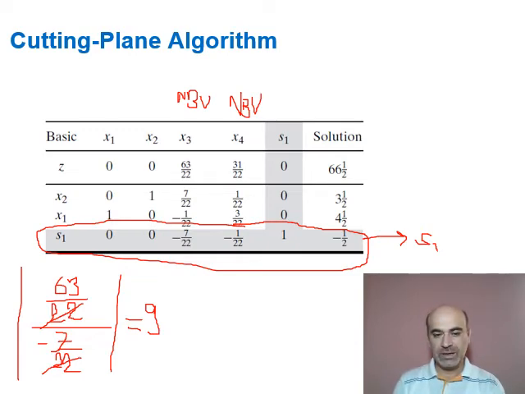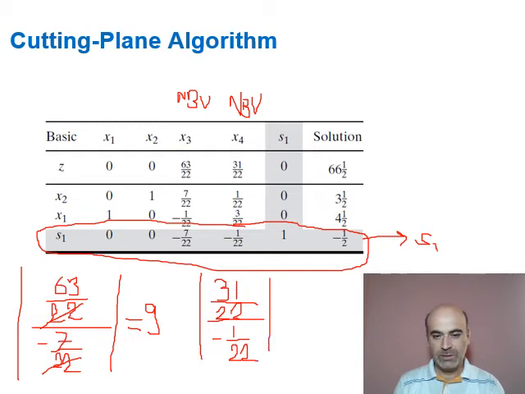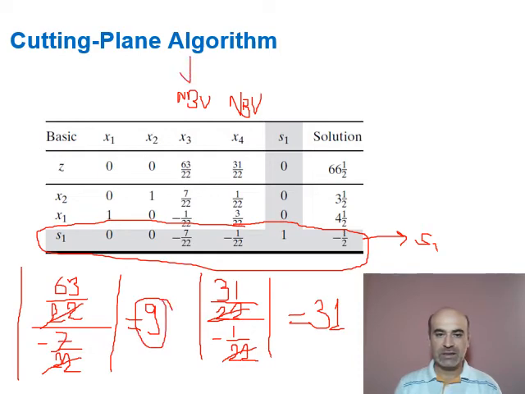What about the ratio for x4, the second non-basic variable? Again, the row 0 coefficient is 31 divided by 22, and the pivot row coefficient is minus 1 over 22. Again, we take the absolute value, and these 22's cancel out, and the result is 31. So these are the ratios of x3 and x4. The algorithm says to select the smallest one as the entering variable, which is this one. So x3 enters.